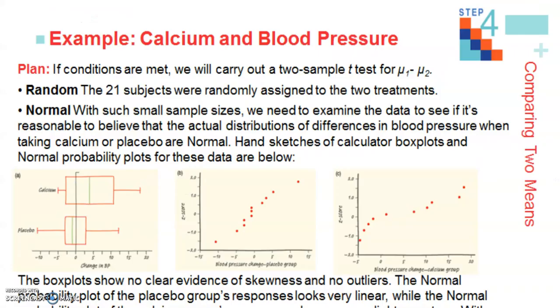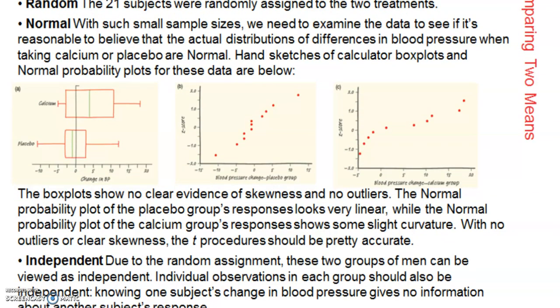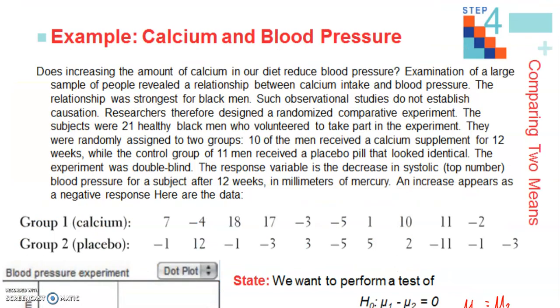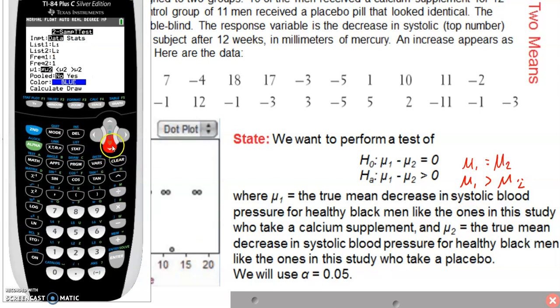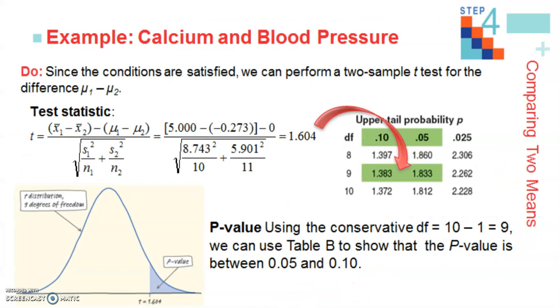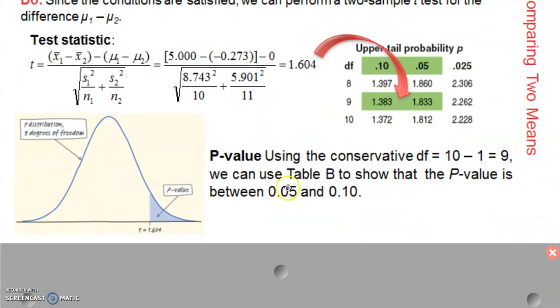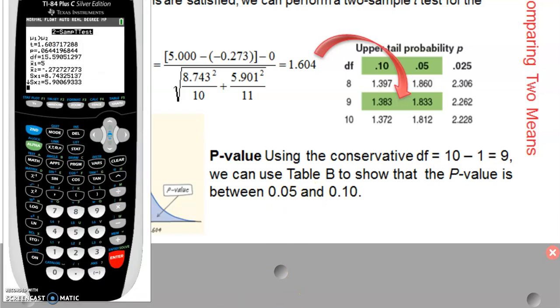And then what was my alternative hypothesis here? The alternative was that, let's go back to that, mu1 is greater than mu2. So I'm going to say that mu1 is greater than mu2. Pooled, always select no, and then calculate. And then you can see that using the table, we got a p-value between those two values, and using my calculator, this tells me the p-value is 0.06, which is indeed between those two values. My calculator used a degrees of freedom of about 15.6.